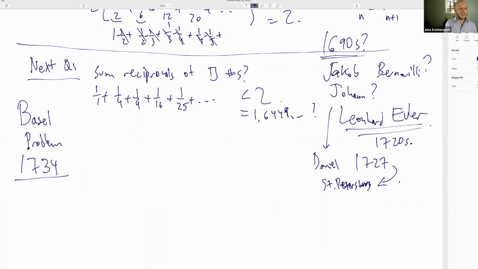In 1734, he finally solves the Basel problem. So I want to explain to you his solution, and it breaks open the field of analytic number theory. But the solution, okay, so let's see what he does.